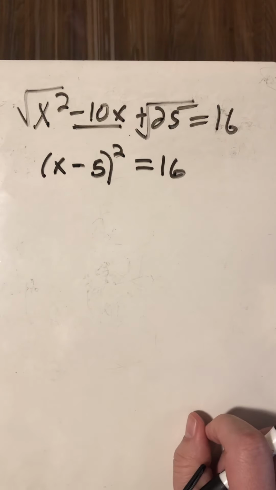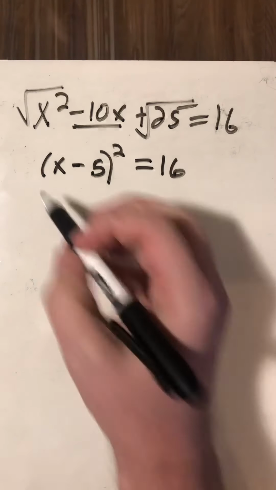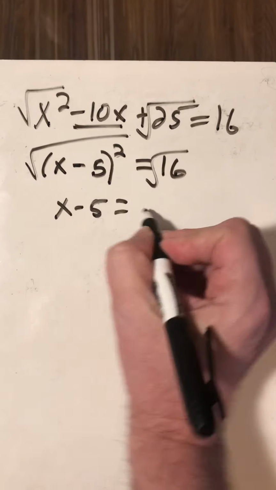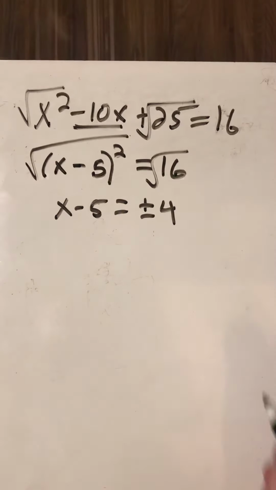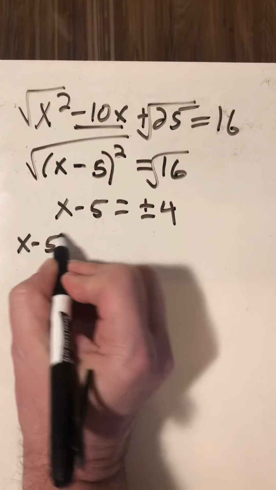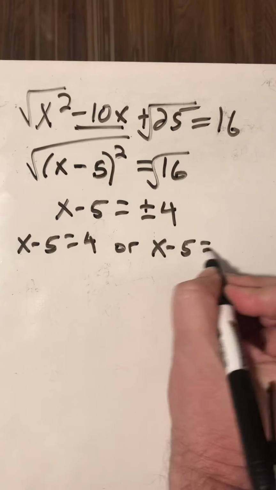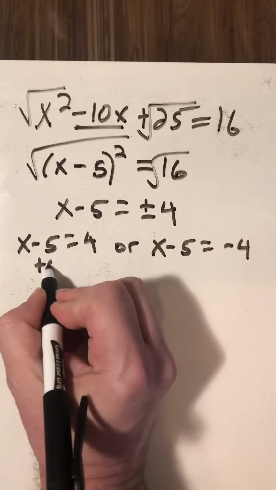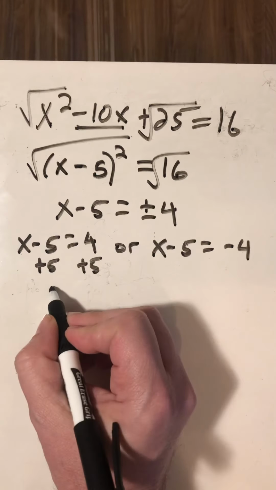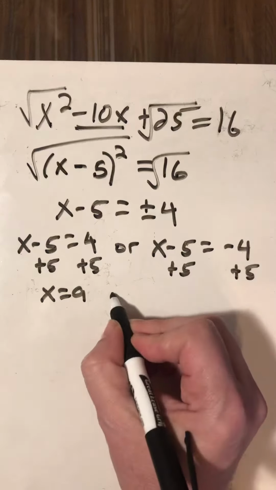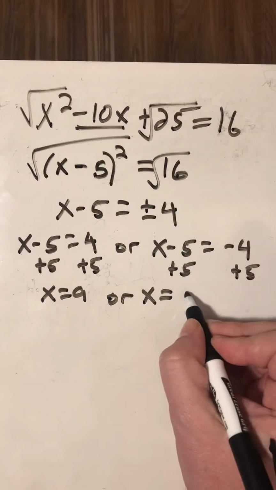And then to finish solving this, I'm going to take the square root of both sides. So I'm going to have x minus 5 equals, remember, plus or minus 4. So x minus 5 equals 4, or x minus 5 equals negative 4. So I'm going to add 5 to both sides here. So I've got x equals 9. If I add 5 to both sides over here, I'm going to get x equals 1.